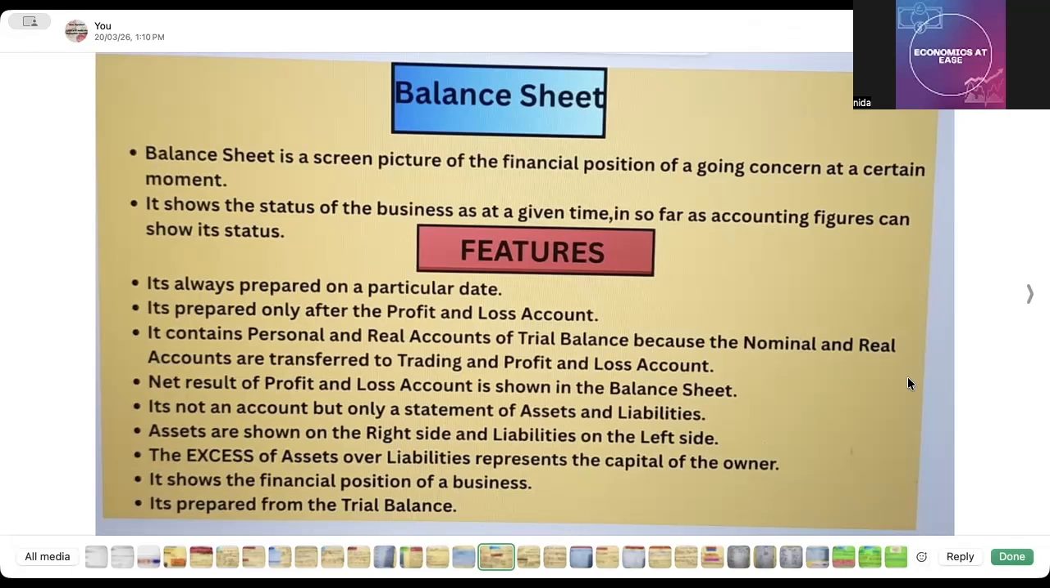Now remember, a balance sheet is not an account, it is a statement, and it is prepared after the trading and profit and loss account. We have already learned the concepts of how you are going to prepare the trading account and profit and loss account, and after this you have to make the balance sheet of a firm. Suppose total assets are 50,000, then total liabilities must also be 50,000. It means they should be balanced. Then your balance sheet is correct.